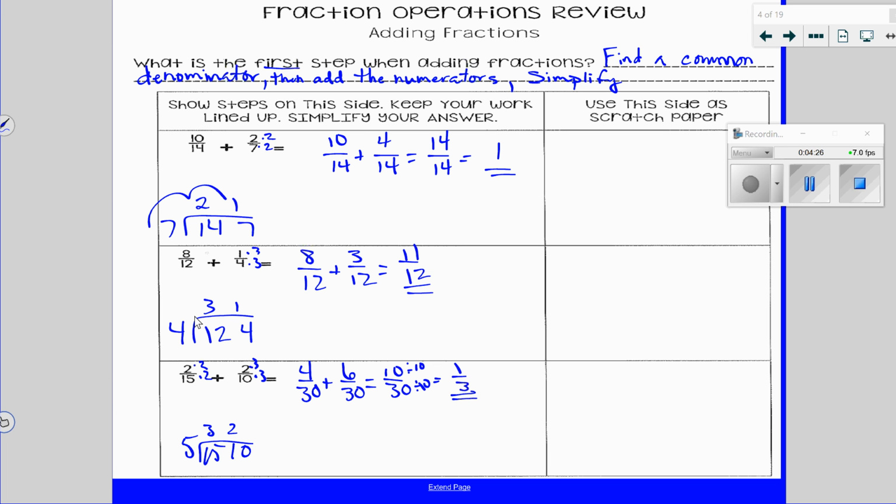Questions on any of those three? Okay? Oh, yes, Emily. The 5? Because 15 and 10 can both be divided by 5. So the greatest common factor is 5. The least common multiple, or the least common denominator, is 30. All the numbers on the outside. Okay?